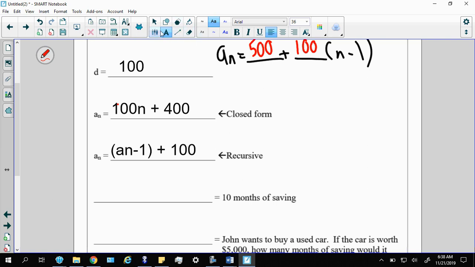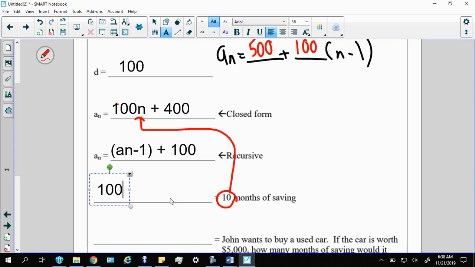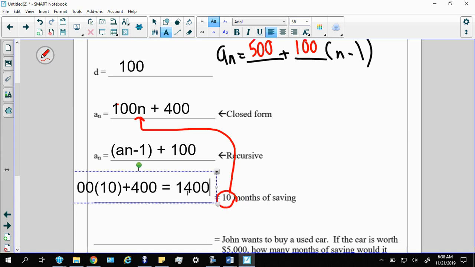Now, this question here, a couple throwaway questions, 10 months of saving. So all I'm going to do, 10 months of saving, I'm going to take 10, plug it in for n. And so 100, now you don't have to write this on the test, I'm just showing you what I'm doing. And so 100 times 10 plus 400, the answer is 1,400. Again, you don't have to do this unless you really want to.